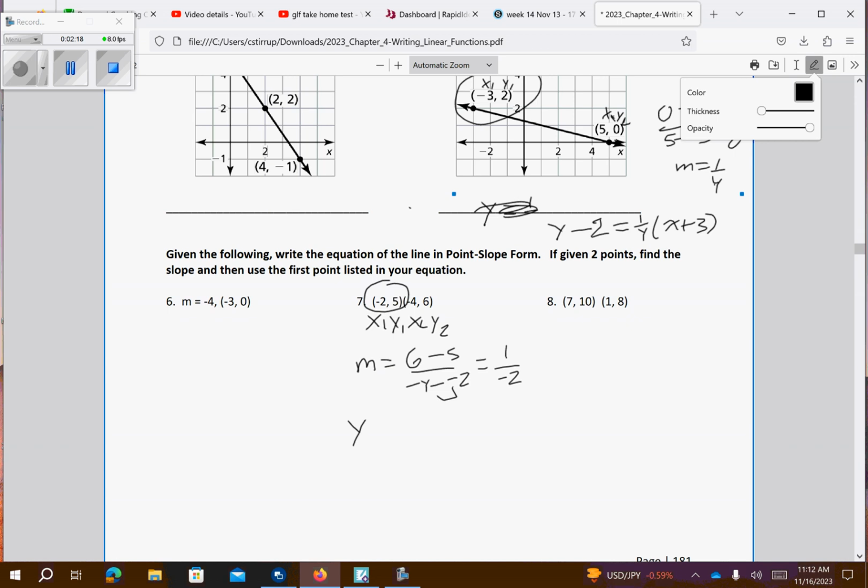So y, when I plug it in, the y value is now negative. Slope is negative 1 over 2. Yes, I can move the negative up top. x plus 2. The reason that's plus 2 is because there's a minus up above.